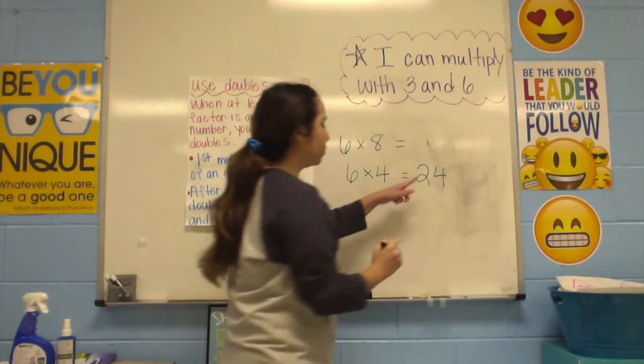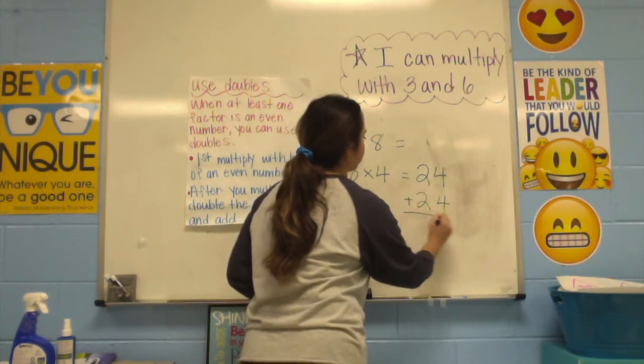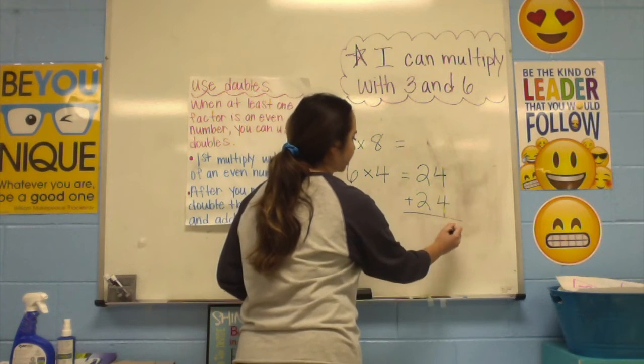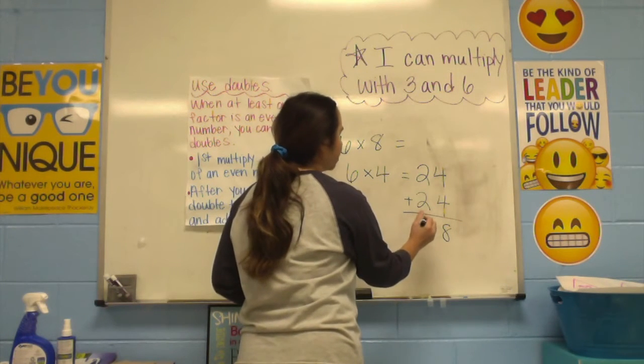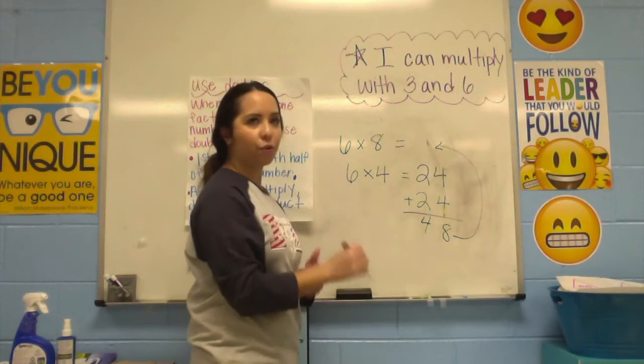Then you double this number, and then you add the 2. 4 plus 4 is 8. 2 plus 2 is 4. Therefore, 6 times 8 is 48.